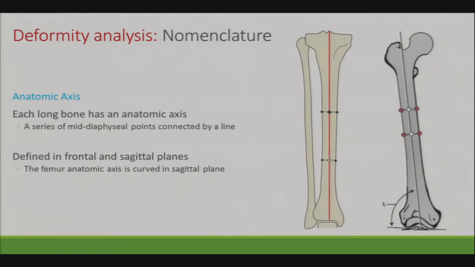As I said, this deformity analysis is sort of a language of its own, and we need to make sure everyone's on the same page before we start talking about all these terms, defining them first. All long bones have an anatomical axis. This is simply two mid-diaphyseal points connected by a line, and it's defined in the frontal and sagittal planes. The femur is a little bit interesting because it's curved in the sagittal plane, so the anatomic axis is curved in the femur depending on which points in the femur you use.